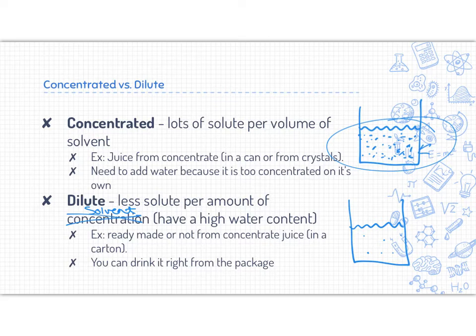Examples of this are ready-made or not from concentrate juice. So ones you might find in a carton or in the refrigerated section. You can drink it right from the package. You don't need to add any water.